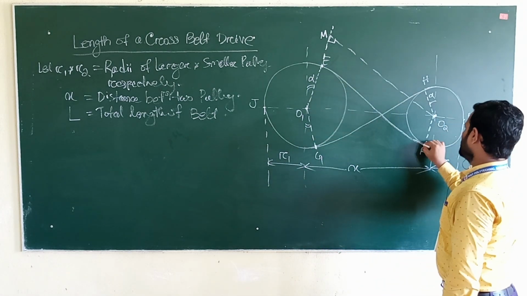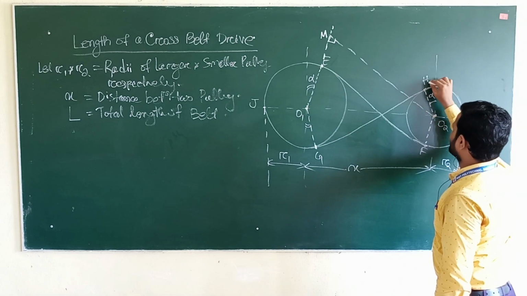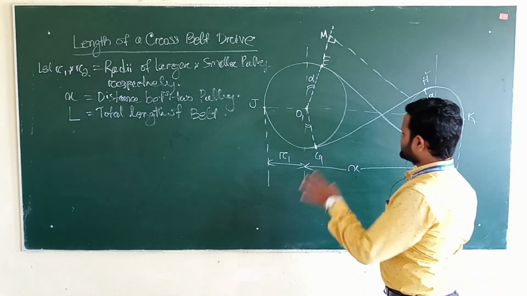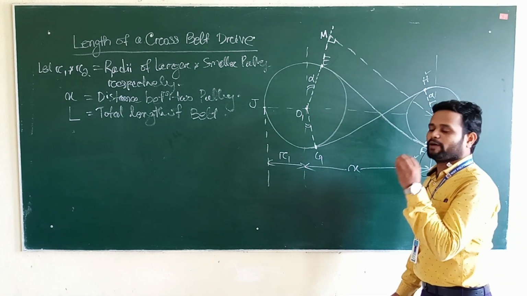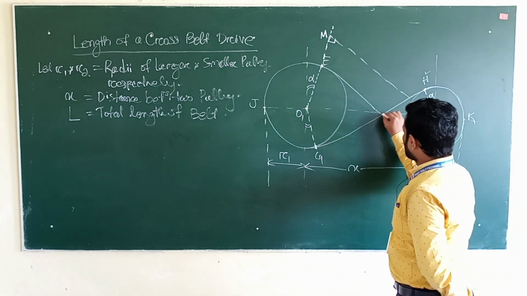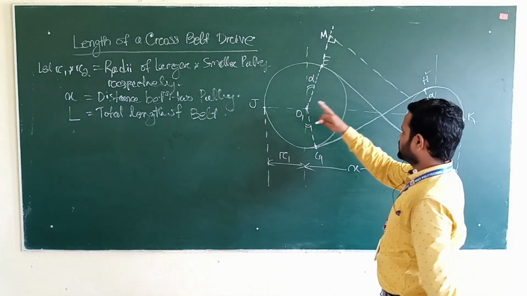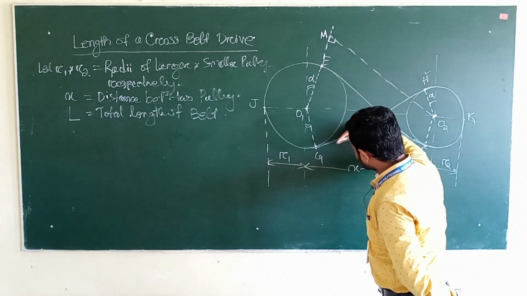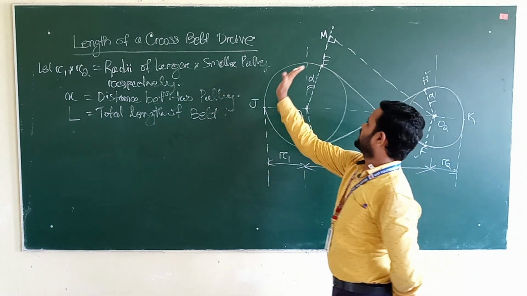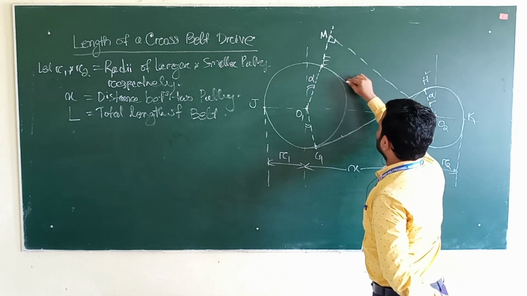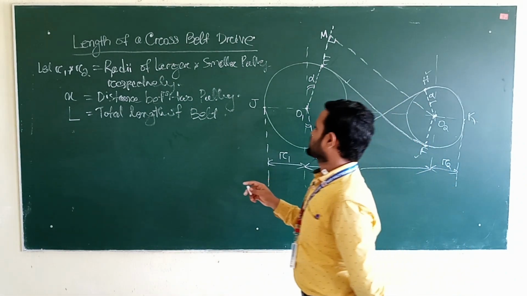Similarly, in case of the smaller pulley, the belt leaves at point H and at point F. We will see when we study the different belt drives that the downside of the belt is the tight side, as the larger or driver pulley pulls the belt from the downside and delivers it to the upside. So the below side is your tight side and this one is your slack side.